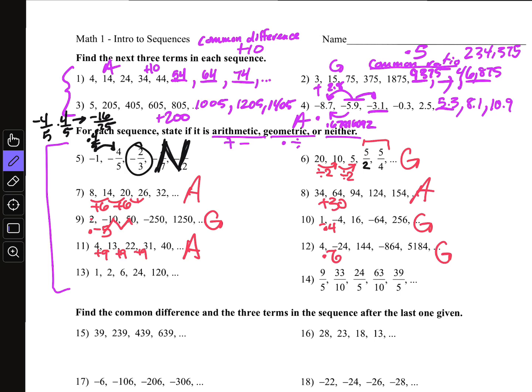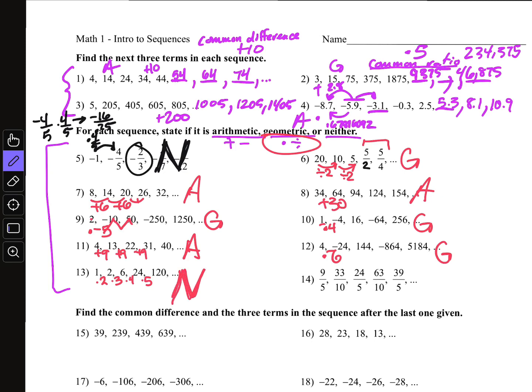Okay, number 13, 1, 2, 6, 24. So timesing by 2 maybe? Timesing by 3, then timesing by 4, then timesing by 5. Okay, we're multiplying, but it's not geometric, is it? Because it's not repeated multiplication. It's multiplying by a different thing. So that is also a neither.